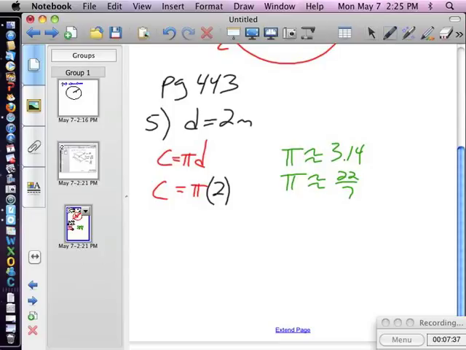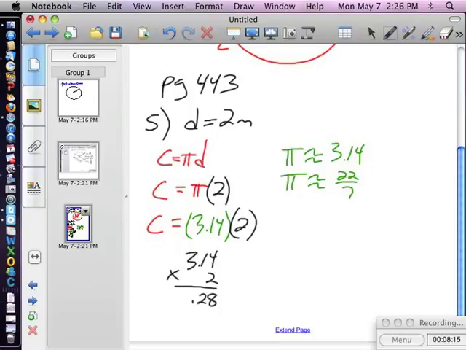So in this case, the book doesn't say specifically, I usually use 3.14, so I'll use 3.14 for now. So I'm going to change pi to 3.14, and then we have the 2 there, and so now we're just going to do some multiplication. 3.14 times 2, and we're going to get 6.28 would be the answer to number 5.